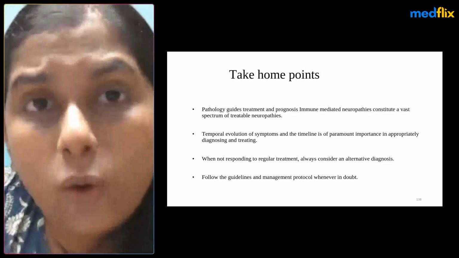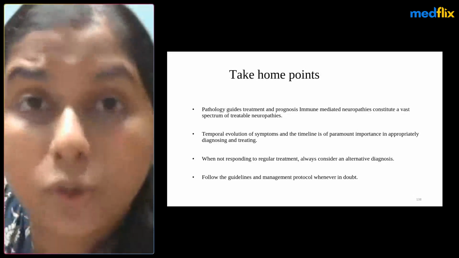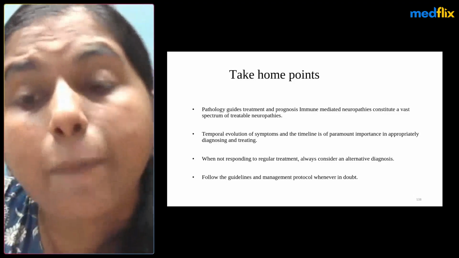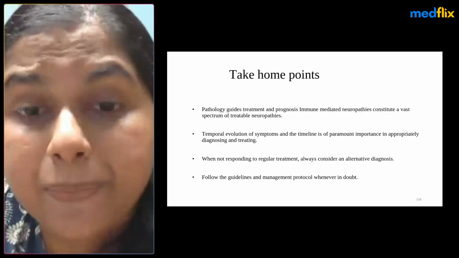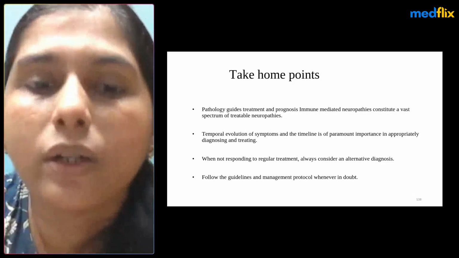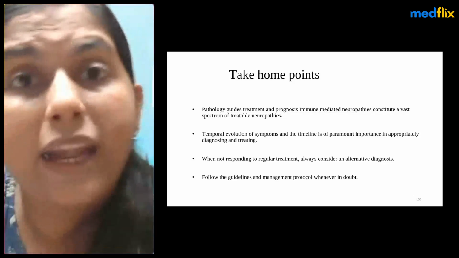So what are the take-home points? Pathology guides treatment and prognosis in immune-mediated neuropathies. Temporal evolution of symptoms and the timeline is of paramount importance in appropriately diagnosing and treating. When not responding to regular treatment, always consider alternative diagnosis and follow guidelines and management protocols whenever in doubt.